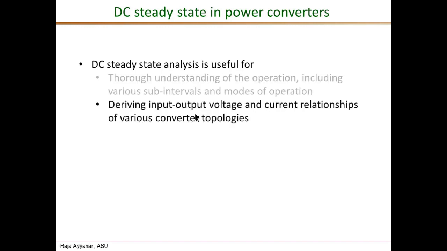Then, when you want to understand the operation of a power converter, one of the most important things that you should be able to do is to derive the input-output relationship in terms of the control variables such as duty ratio. And this is facilitated by the DC steady state analysis for DC to DC converters.